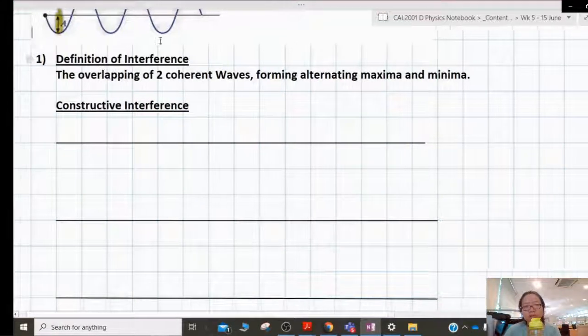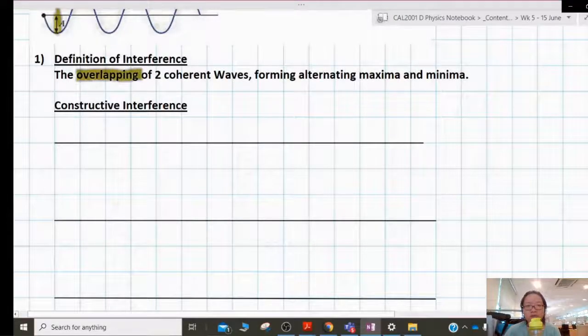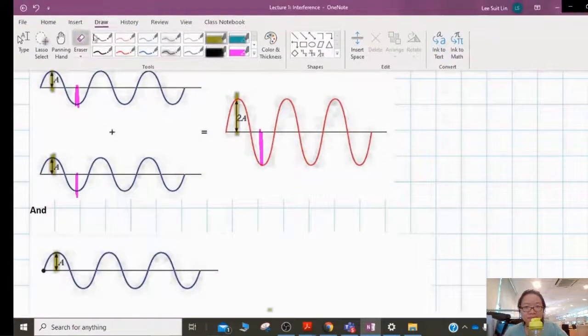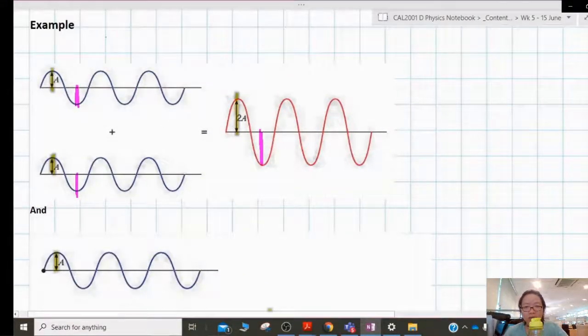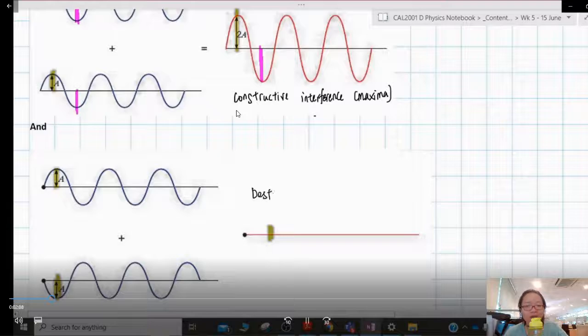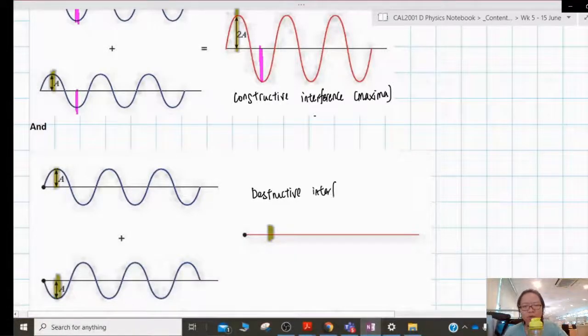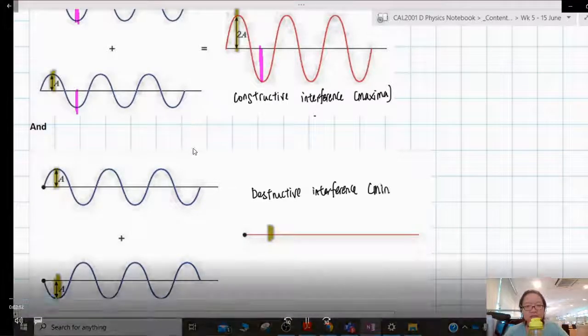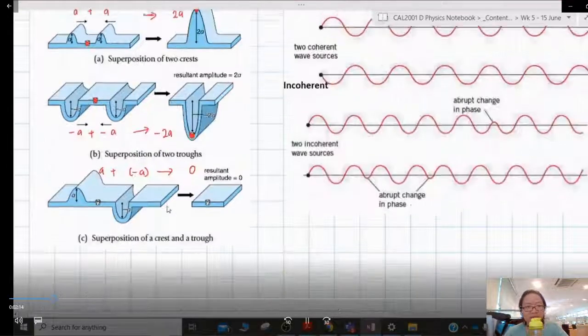Interference is defined as the overlapping of two coherent waves forming alternating maxima and minima, so that you get the maximum and minimum situation. When they meet and become larger, like this 2A, this is what we call constructive interference, and your outcome is maxima. Destructive interference is where you get minima.